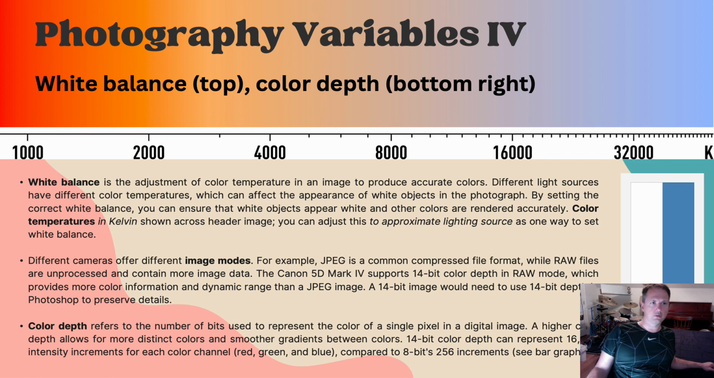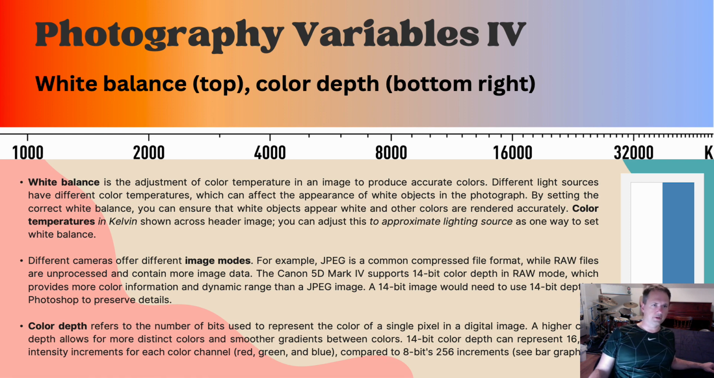And there's also white balance, so you can set the color temperature in an image to produce accurate colors. Different light sources have different color temperatures, which can affect the appearance of white objects in the photograph. So if you set the correct white balance, like if you're shooting outside and you set your camera to sunlight, then it's going to accurately record the whites, or more accurately. And so you can adjust that setting. You can even just set it, like if you know what degree Kelvin it needs to be to match a particular lighting environment, then you can do so.